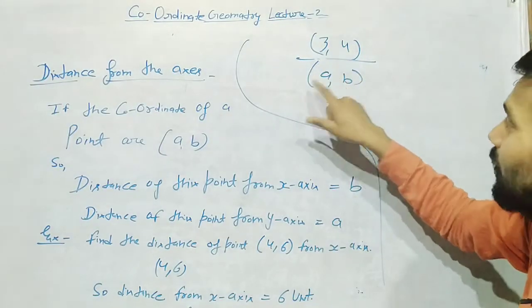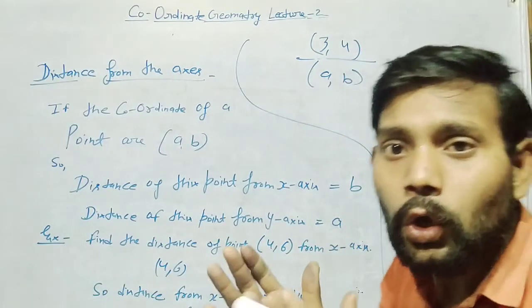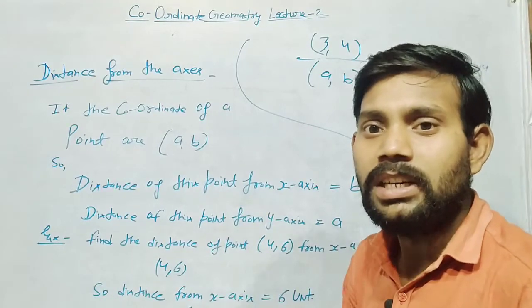What was I saying? Abscissa. And 4 is ordinate. Abscissa and ordinate make coordinate.